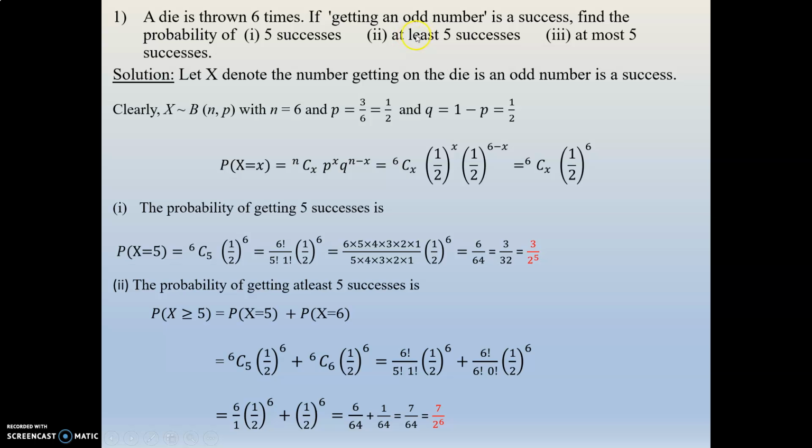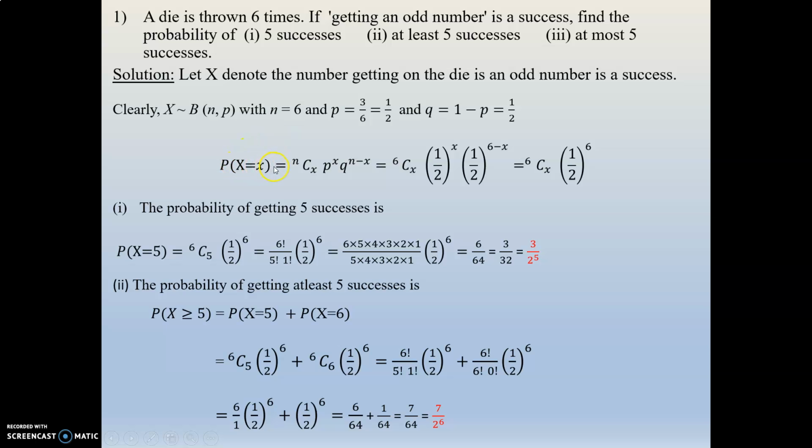So what is the probability of success, of getting an odd number? How many odd numbers are there on a die? 1, 3 and 5. These are the 3 odd numbers out of 6 faces. So 3 upon 6 is equal to 1 upon 2, which is the probability of getting an odd number. Q you can find by substituting: Q is equal to 1 minus P, that's equal to 1 upon 2. So both values are 1 upon 2 and n is equal to 6.